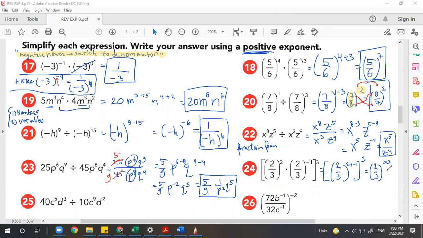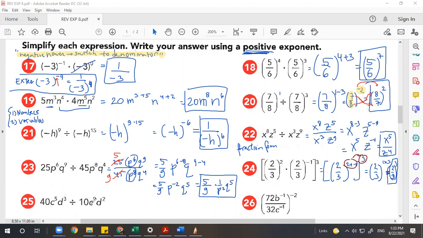Yes, I get it. Why do you multiply by 3? Because it's power to power, right? The thing that we already did in the previous explanation. So it equals 2/3 to the power of 3, right? Okay, so let's see. Okay, that's it. Now, two more numbers.